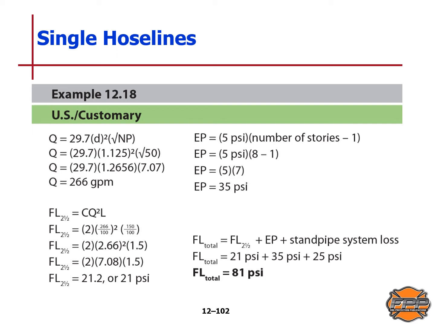So our friction loss total in the bottom right is the friction loss of the 2.5-inch hose line plus elevation pressure plus standpipe system loss. So we have 21 psi on our 2.5-inch hose line plus 35 psi, which is the elevation pressure, plus 25 psi, which is the pressure loss at the standpipe connection. So our friction loss total is 81 psi.